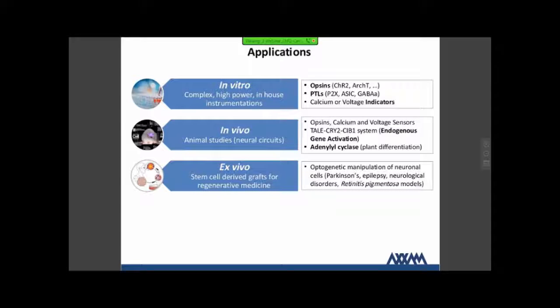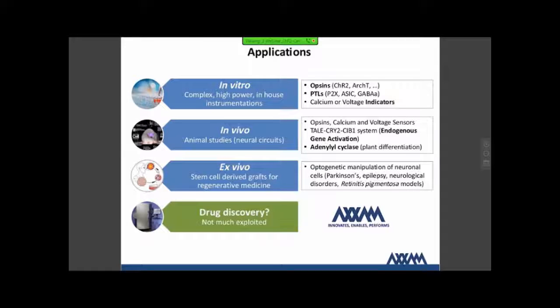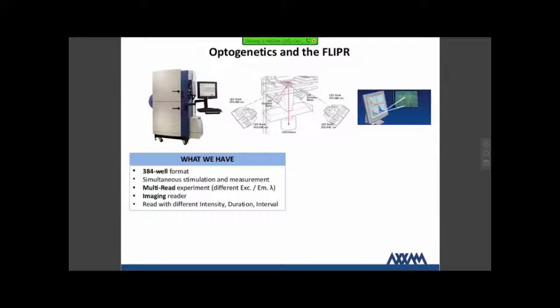There is also a very interesting and growing field in ex vivo application, where the optogenetic manipulation of, for example, neuronal cells seems to be very effective in the treatment of some CNS diseases. While concerning drug discovery, optogenetic technology has not been applied very much until now. So we decided to investigate this part a little bit. And as we mainly use the FLIPR Tetra System as screening instrumentation in-house, we decided to investigate if optogenetic technology would be suitable to be used with the FLIPR system.